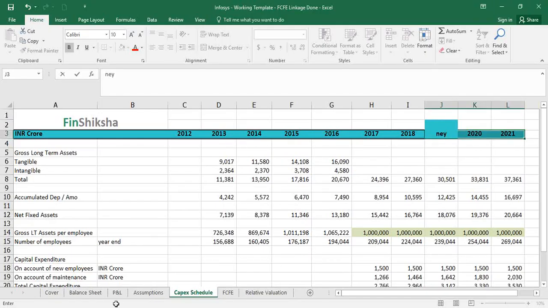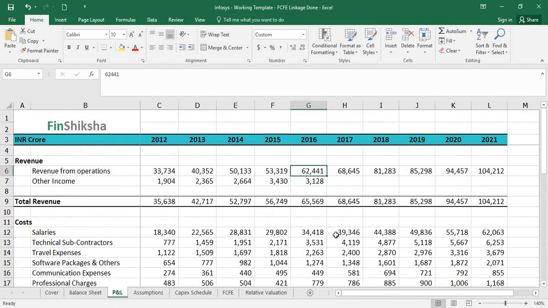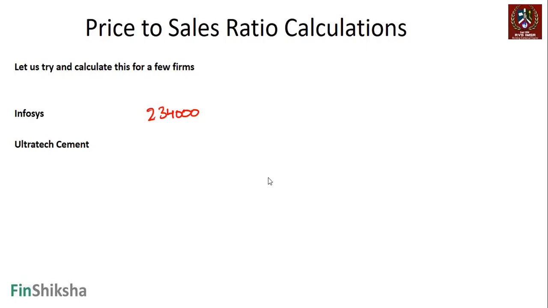If we go back to our Infosys model and look at the P&L, the sales for last year are about 62,000 crore. So I can take the market cap and divide it by 62,400 odd crore, which gives a number somewhere close to 3.8 to 3.9 times sales. That's the price to sales for Infosys.